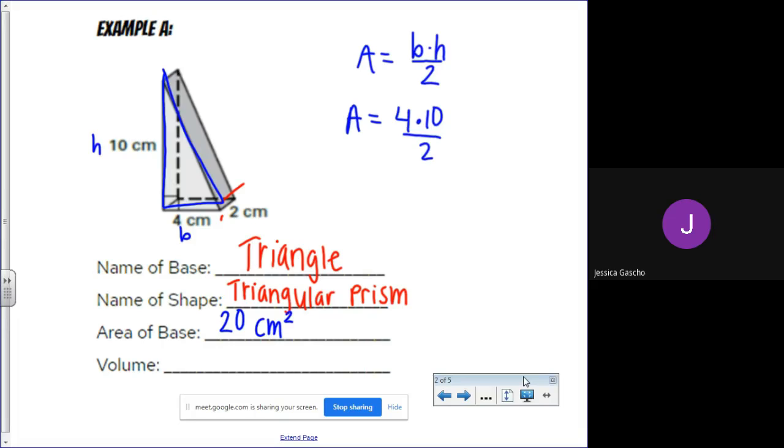So all I need to do to find the volume, remember, it's capital B times the height I'm extending it. So capital B times H is going to be 20 times 2 to get the volume of this triangle. So 20 times 2 is 40 centimeters cubed. That's how we find the volume of that triangular prism.